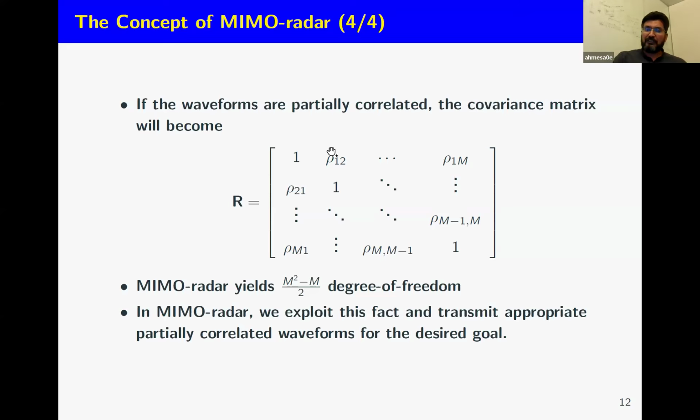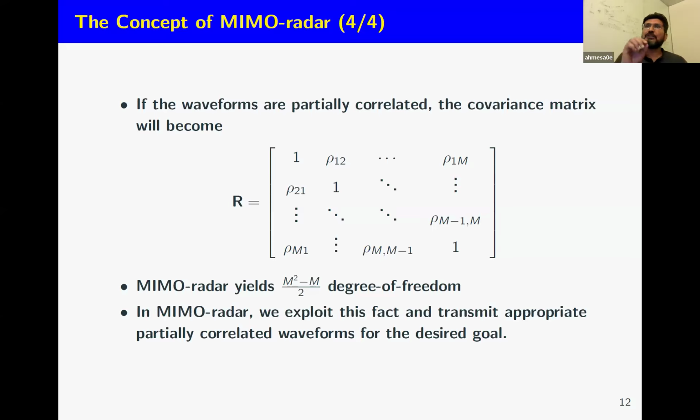For example, if the size is M, then the degree of freedom we get is (M square minus M) divided by 2. The minus M is because we have to subtract the diagonal elements. This one represents the power that we are transmitting from the first antenna, this is row 1, row 2, the multiplication of the waveform with itself, which is the power.